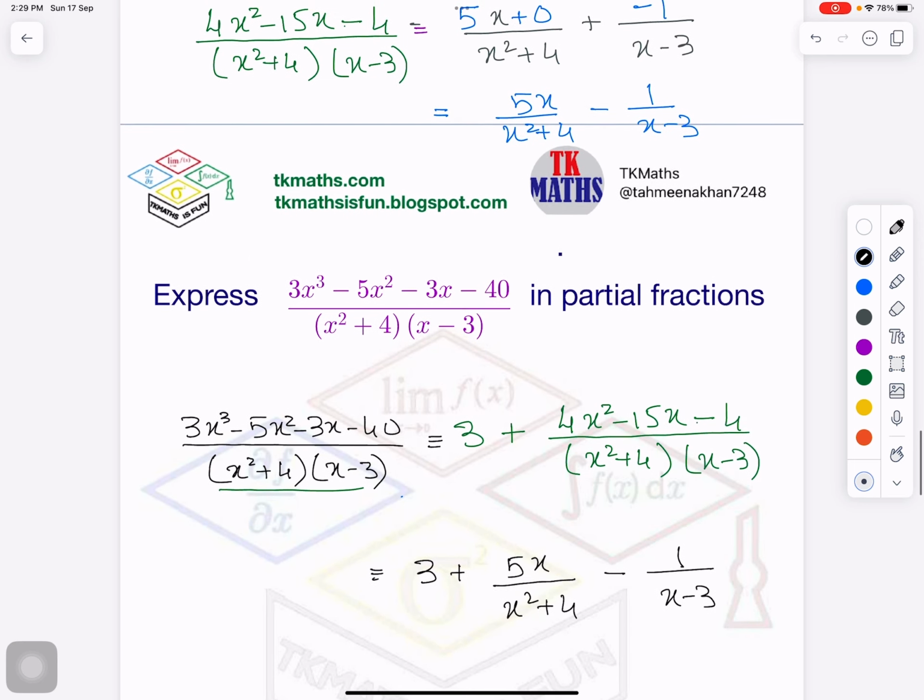So this is your complete partial fraction of this improper algebraic fraction. So in the end, you have to write it down like this.